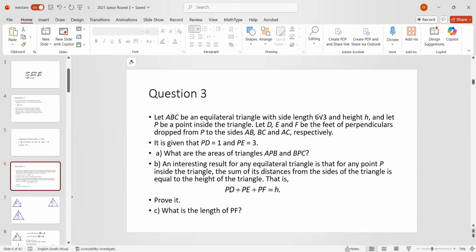Question 3 is kind of a long story here. Basically, I'm just going to unpack this. I'm not going to read this thing as it is. The first part tells you that you got an equilateral triangle, so all the sides are equal.